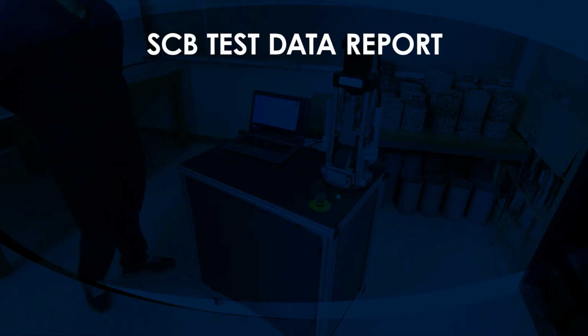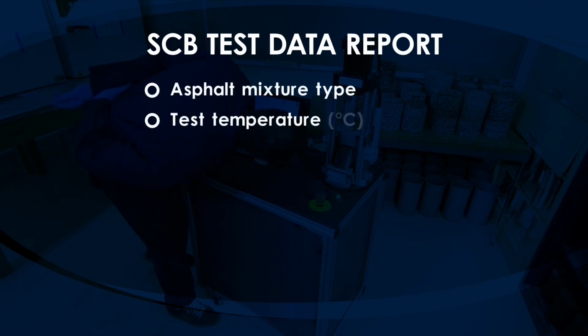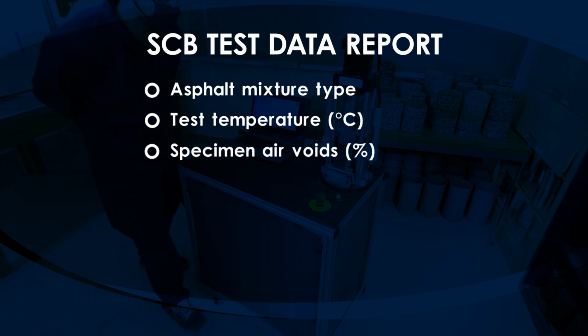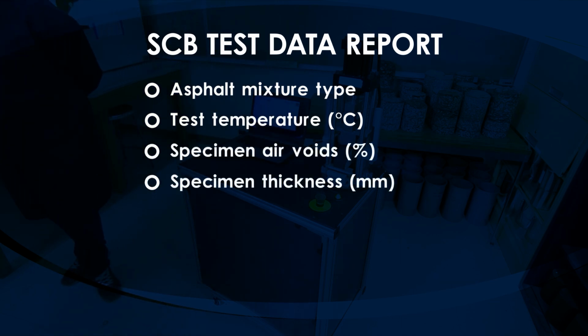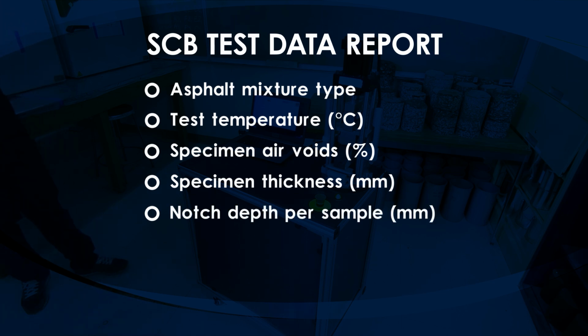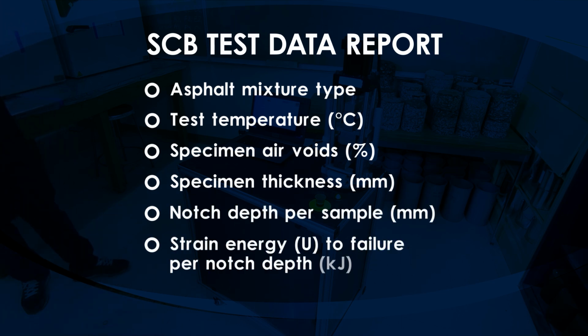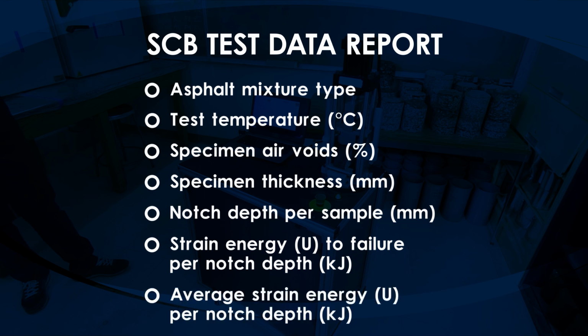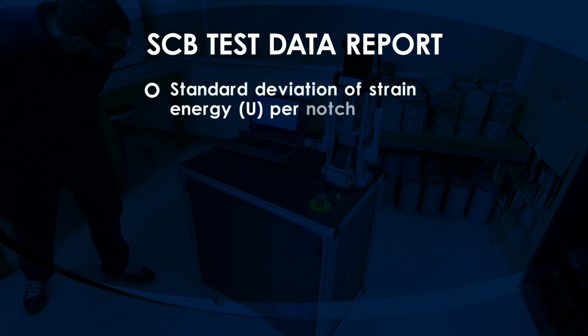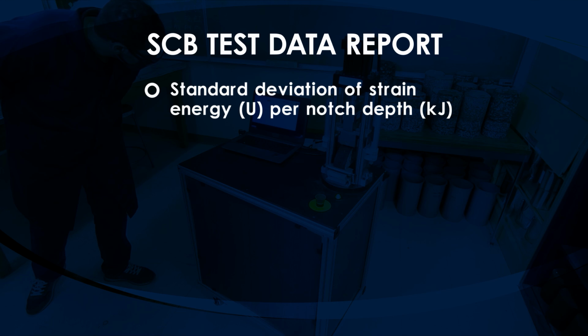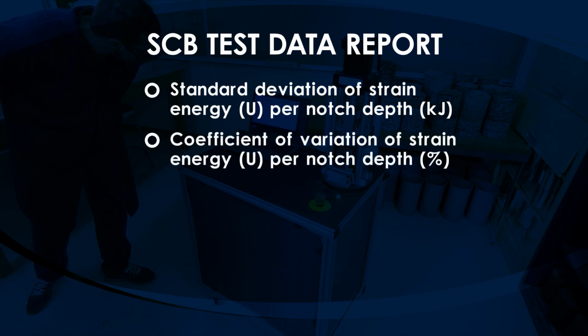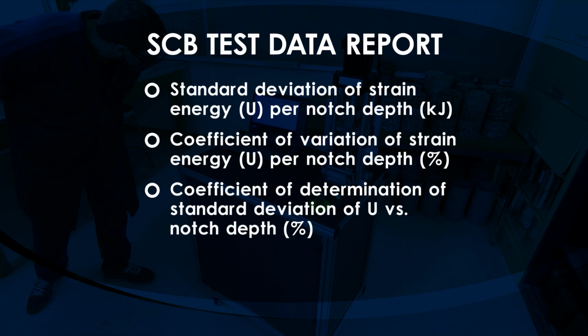An SCB test data report should include the following parameters: asphalt mixture type, test temperature in Celsius, specimen air voids in percentage, specimen thickness in millimeters, notch depth per sample in millimeters, strain energy to failure per notch depth in kilojoules, average strain energy per notch depth in kilojoules, standard deviation of strain energy per notch depth in kilojoules, coefficient of variation of strain energy per notch depth in percentage, coefficient of determination of standard deviation of U versus notch depth in percent, and J integral value in kilojoules per square meter.